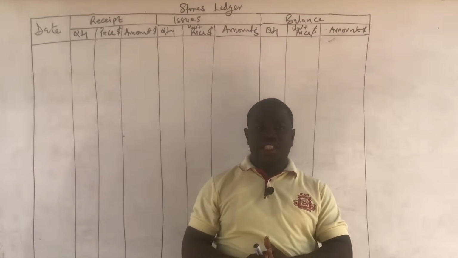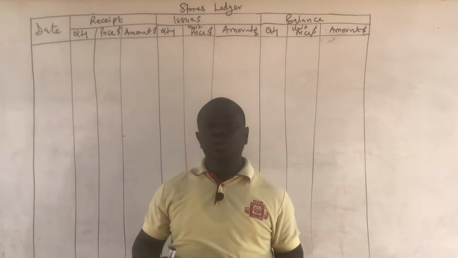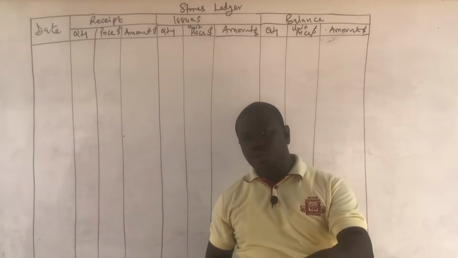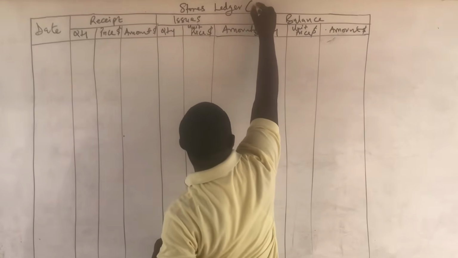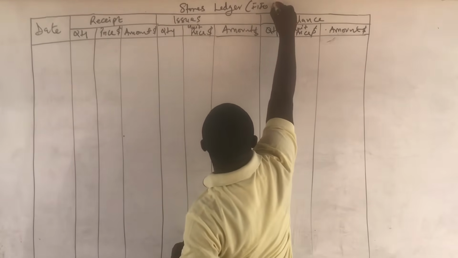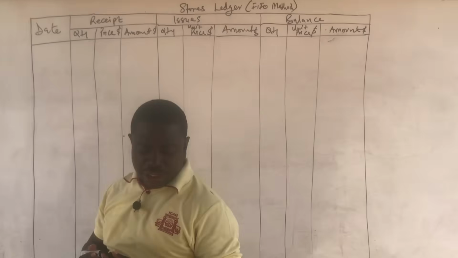This question instructs us to use both methods. And so I'm going to begin with the FIFO. We cannot do the two together. We need to first do the FIFO and then later we'll do the weighted average. And so, store's ledger, let me put in brackets, FIFO method. Alright, so we are going to begin this question.